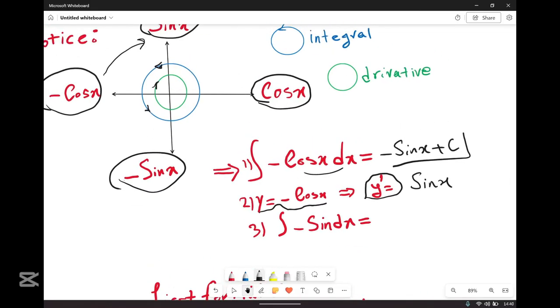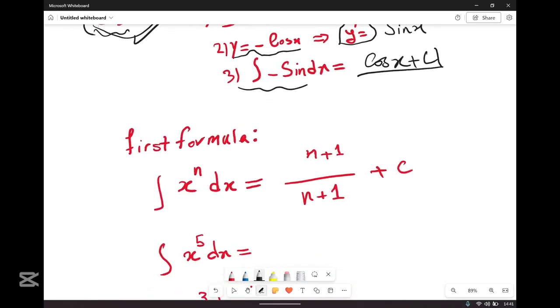But in the third, can you tell me? Yes, we are here, and for integration we must go counterclockwise. Therefore, the answer is cosine x plus c. Memorize this trick, it can help you calculate much better.